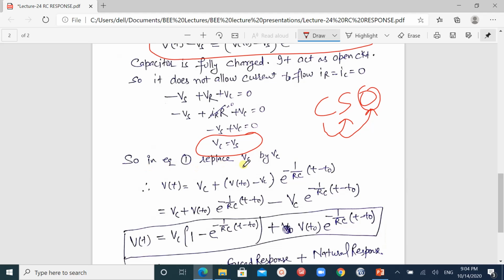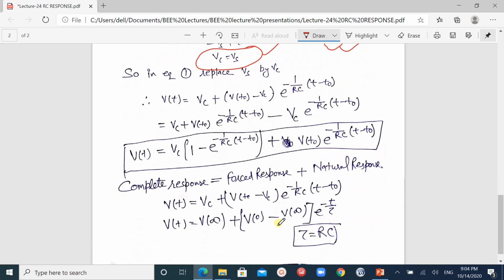So in equation 1, replace Vs by Vc. According to this equation, we will replace Vs by Vc. The equation can be rewritten as Vt is equal to Vc plus (Vt0 minus Vc) into e raised to power minus 1 by RC (t minus t naught). Here we replace Vs with Vc, and when we rearrange this equation, we will get this final equation.